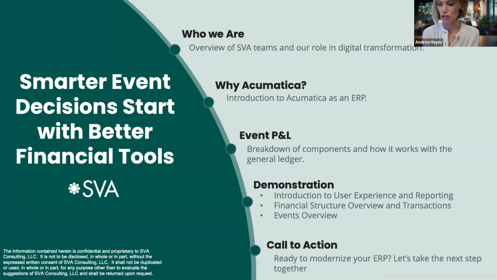And then get down into the weeds of showing you some tools in Acumatica, showing you the financial structure and transactions, and then showing you events as well. And we'll start to understand the difference between your event subledger and your general ledger and how that helps you have a fully loaded P&L. We'll end with a call to action.